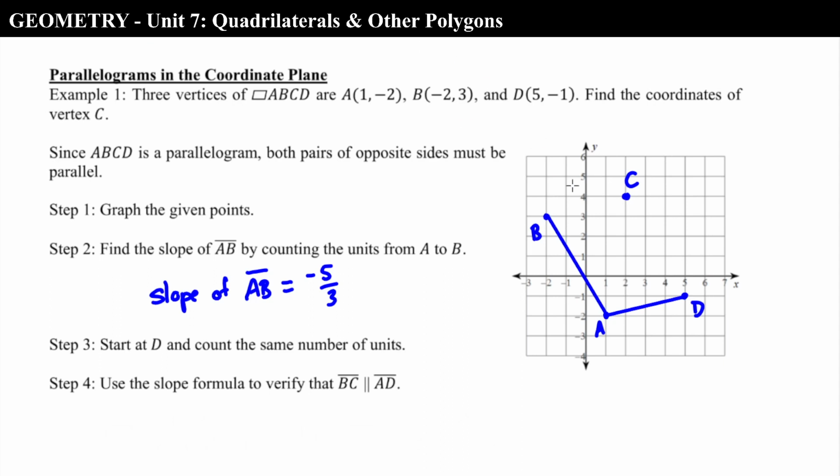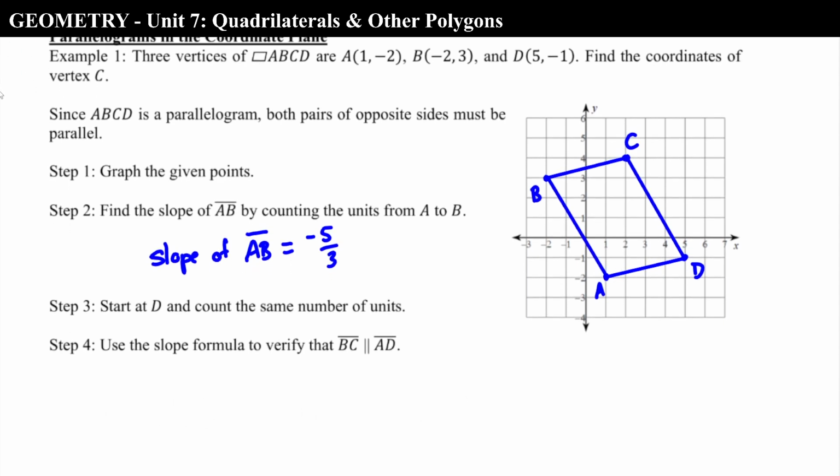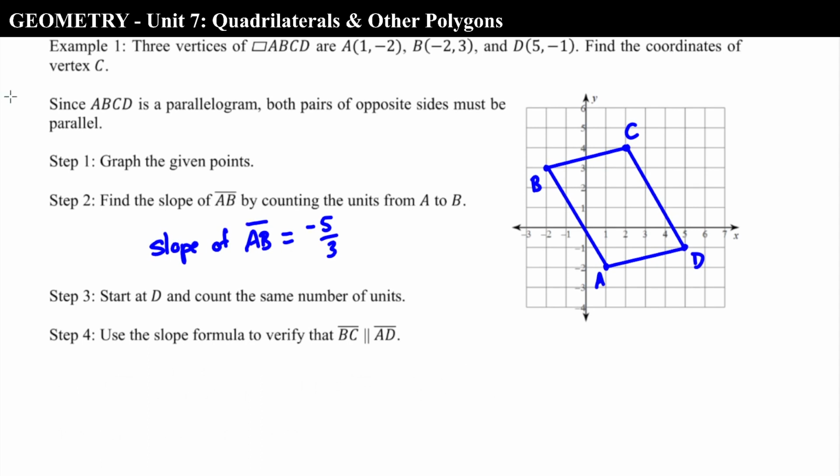So let's finish connecting these. B to C here, C to D there. So this should be a parallelogram. And to verify that, we are going to verify that BC is indeed parallel to AD. So BC is here, AD is here.